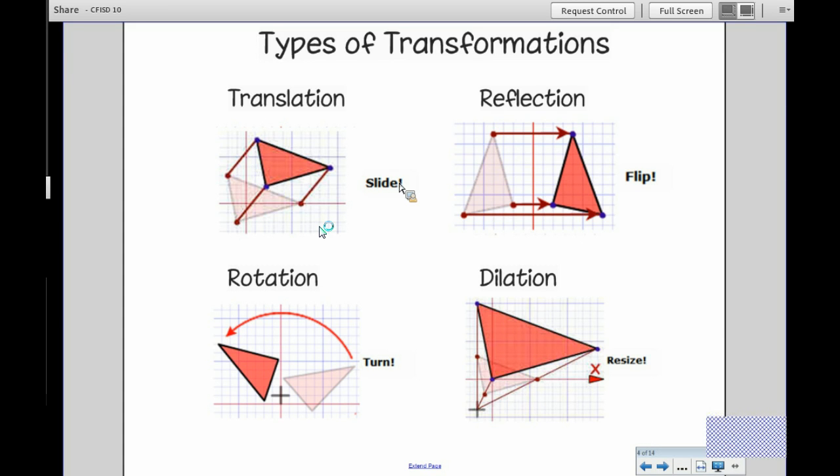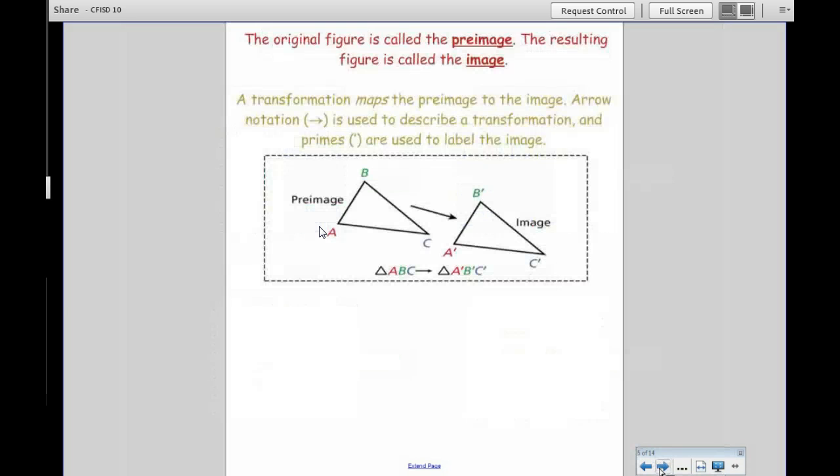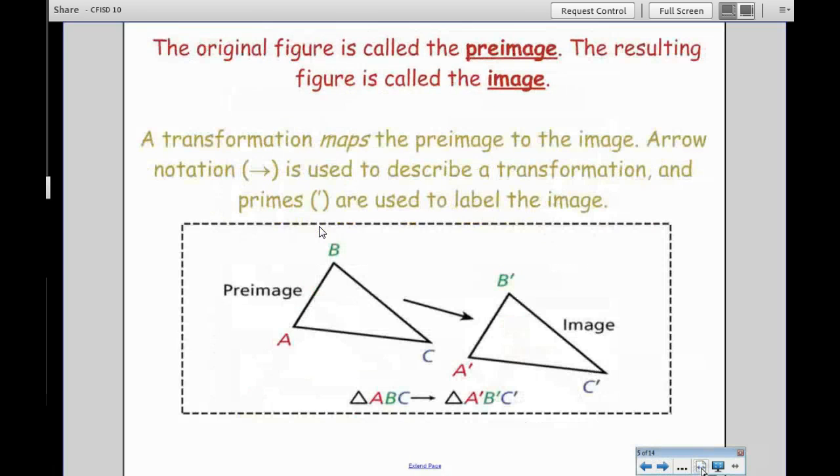Today, we're going to zoom in and do translations. It'll be a super short lesson. Okay, this is good vocab on this page. The original figure is called the pre-image. The resulting figure is called the image. So like when you look in the mirror, you are the pre-image, and what you see in the mirror is your image. Okay, so the image is always the one that's not the real thing. You got the real thing, the pre-image, and then you've got the image.